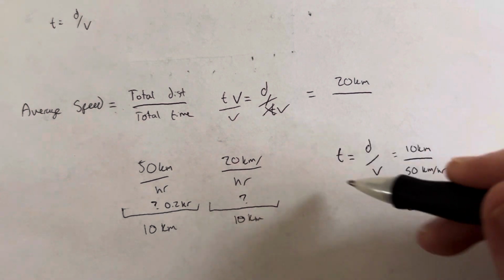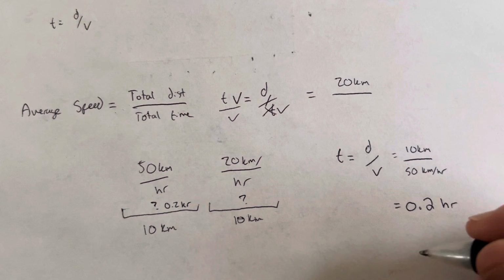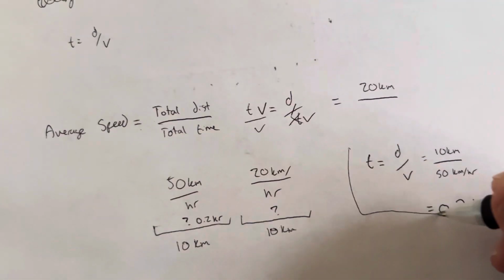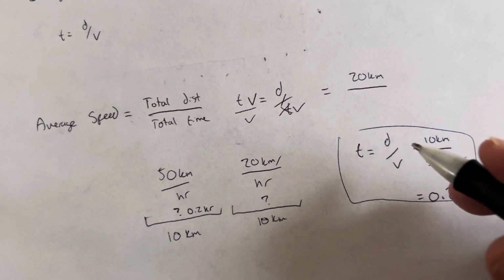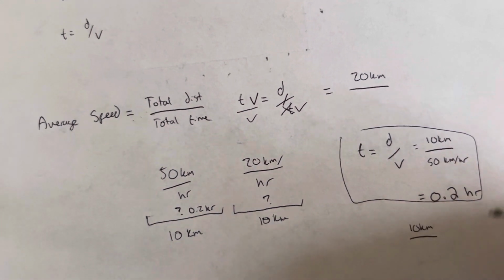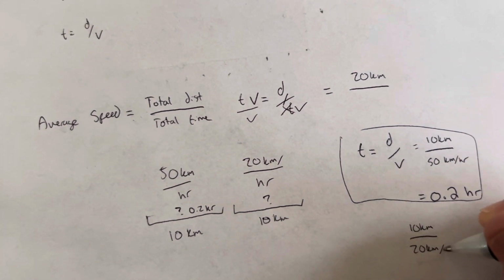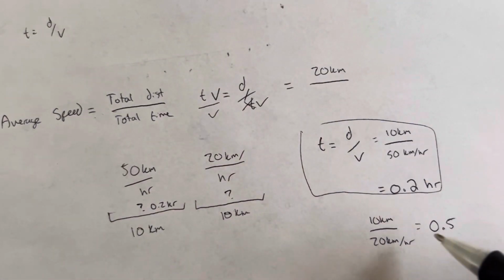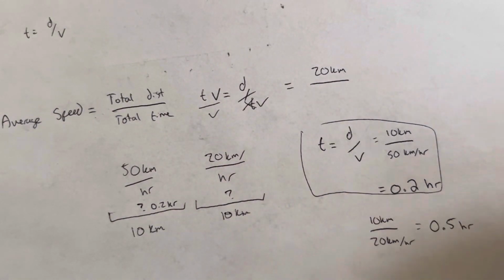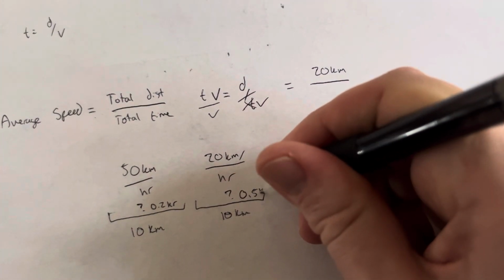So again, I can use this reworked formula to solve for time. The distance traveled, again, we went 10 kilometers. And this time we were going at a speed of 20 kilometers an hour, right? And then 10 divided by 20 is 0.5. Now because our units were in hours, I'm going to keep the hours for our time here. So the second chunk took 0.5 hours.